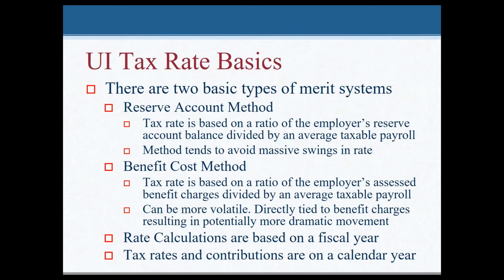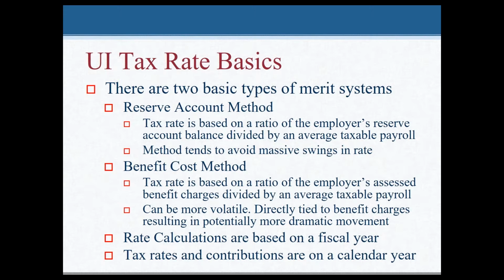The two basic types of systems are, one, the reserve account method, which is a rate based on a ratio of the employer's reserve account balance divided by an average taxable payroll. When employers pay their quarterly payroll tax for SUTA, they pay into a reserve account, a balance they maintain year in and year out. That balance is based on contributions less any benefits paid, and that is what determines your account balance.